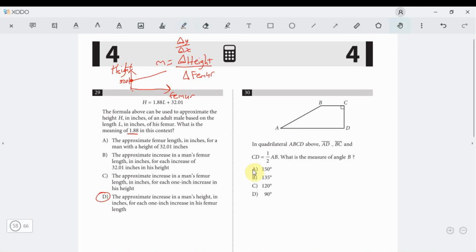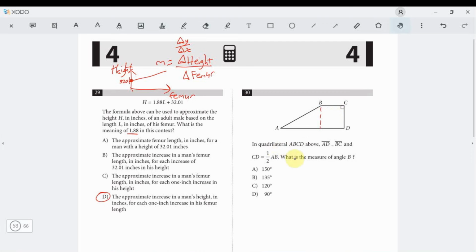Number 30. In a quadrilateral, it says CD is a half AB. What's the measure of angle B? So angle B is all of this angle right here. First I'm going to break it into a right angle triangle and a square. Or let's say a rectangle, since I don't know if it's a square.